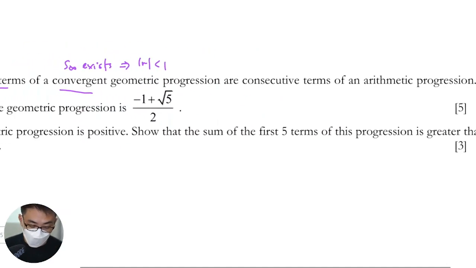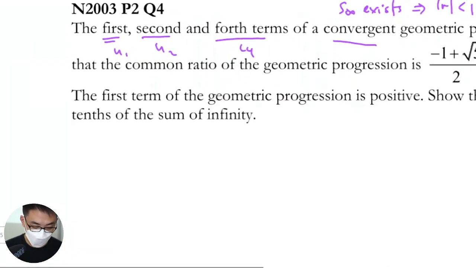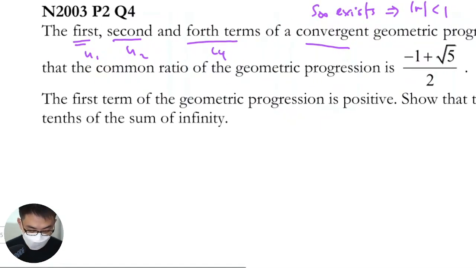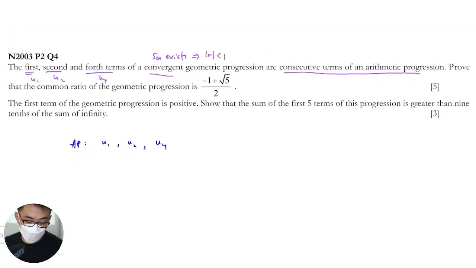Geometric progression terms are consecutive terms of an AP. So U1, U2, and U4 are consecutive terms of an AP. You use U because U's are typically GP. Now we need to prove that the common ratio of the GP is this.